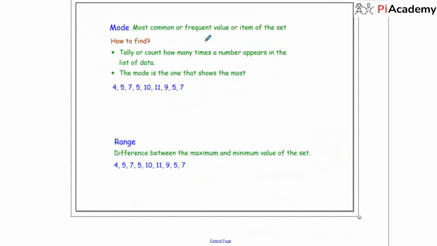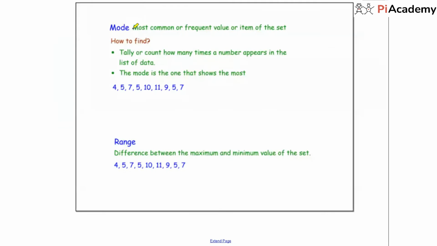Now, mode is the most common or frequent value. Understand that mode is the most common or frequent value or item of the set. How to find? I mean, you know that. The most repeated value. Range is the difference between the maximum and the minimum value of the set.